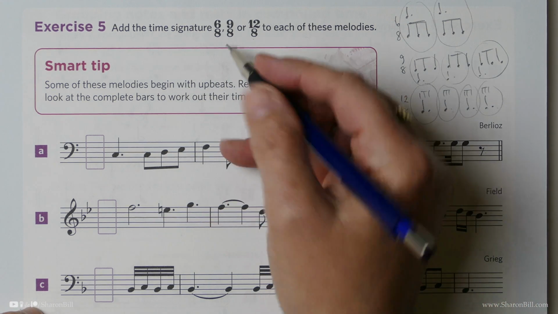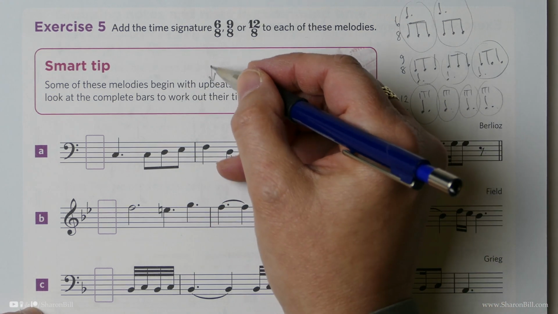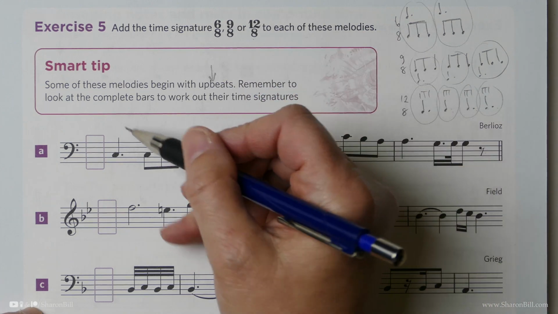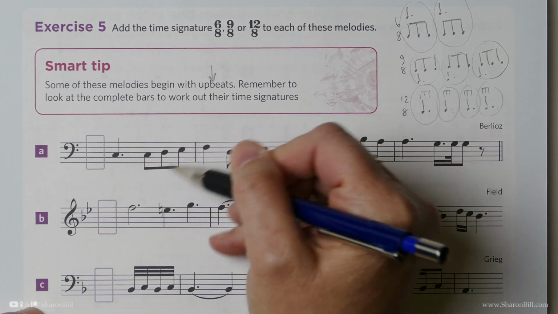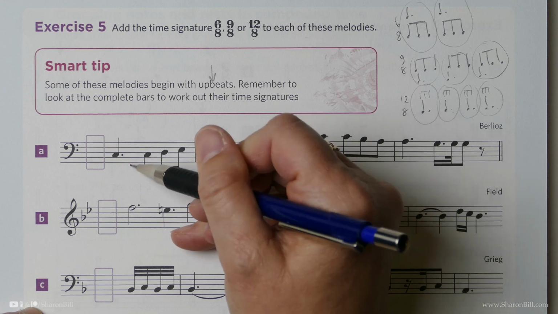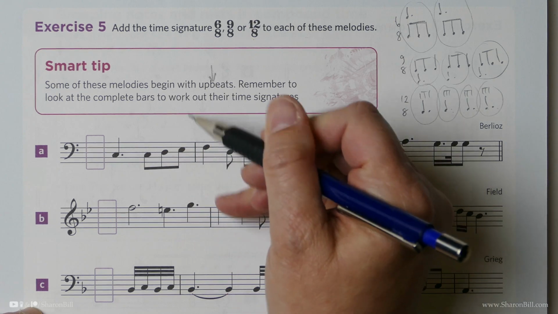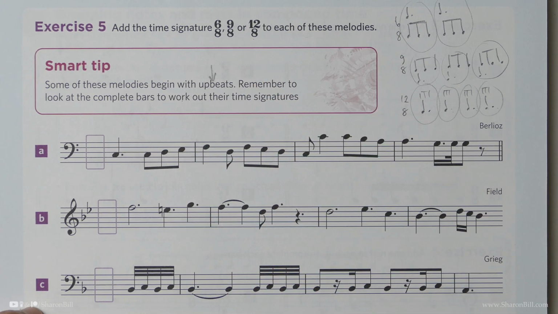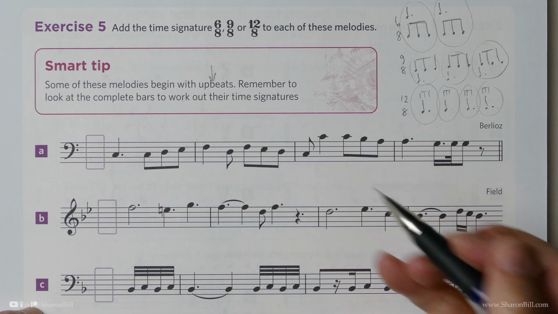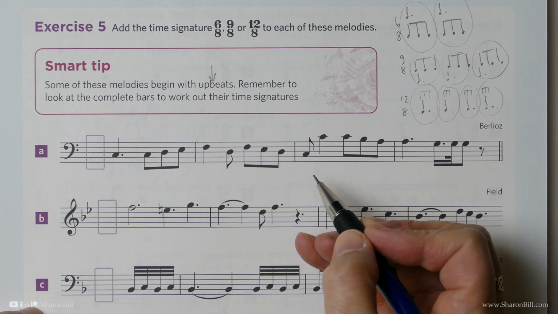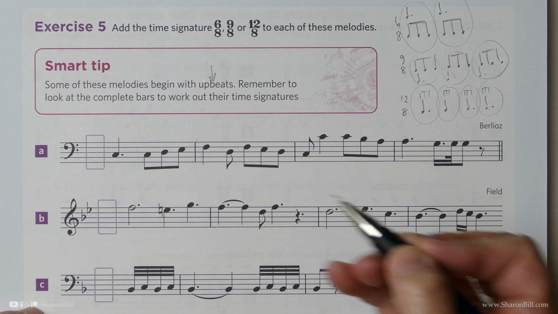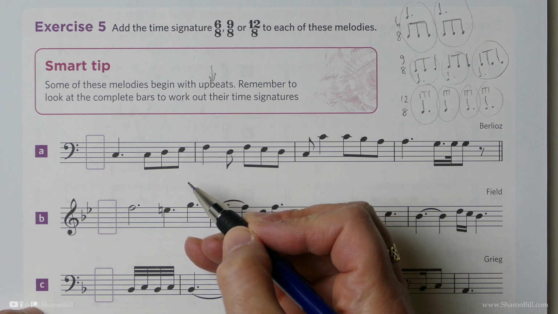It does say watch out though, because there will be some upbeats, some anacrusis, which if you remember means this first bar here may not be a complete bar, it may just be a lead-in bar. So you're going to have to just check through at least the first few bars. However, we will check through every bar just to make full revision potential out of this.